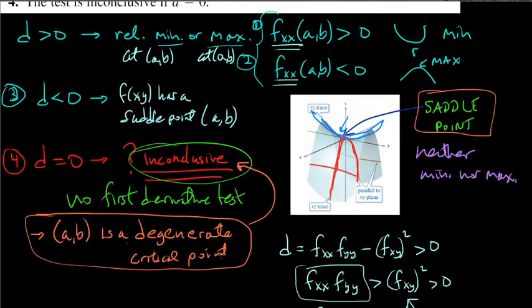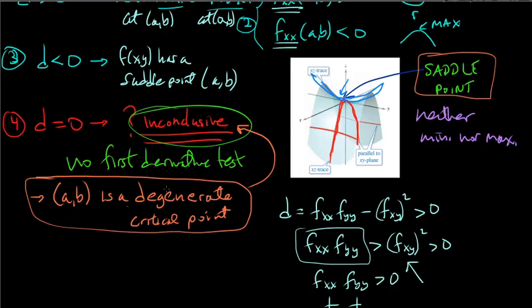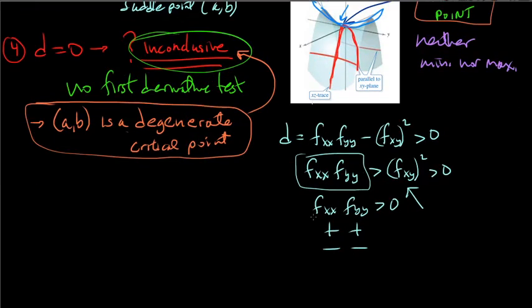Yeah, so if you do see a degenerate critical point in the homework, my apologies, but I did not intend for that to be part of the homework. Because it's much more difficult to figure out whether it's a minimum, maximum, or neither.